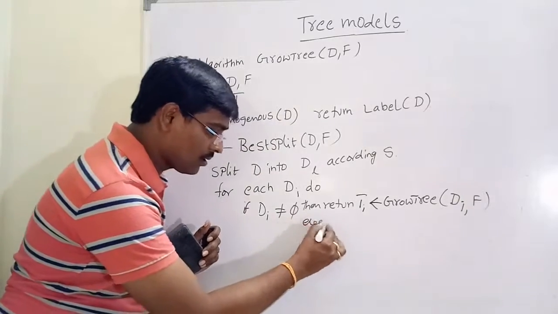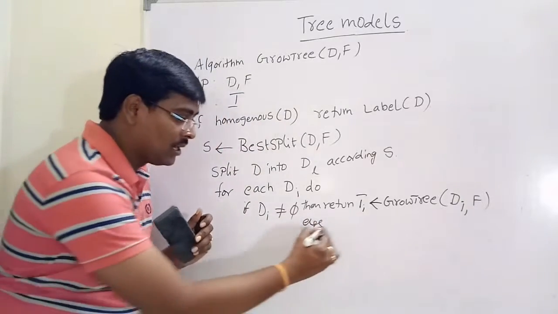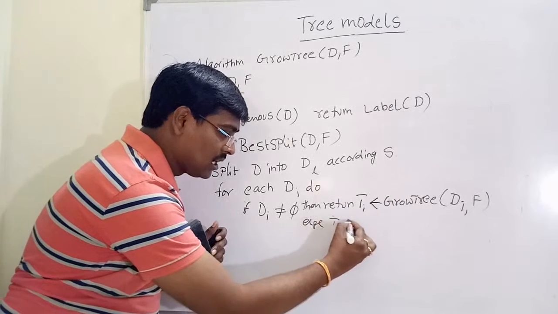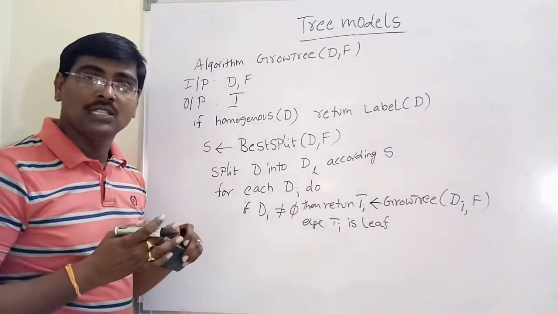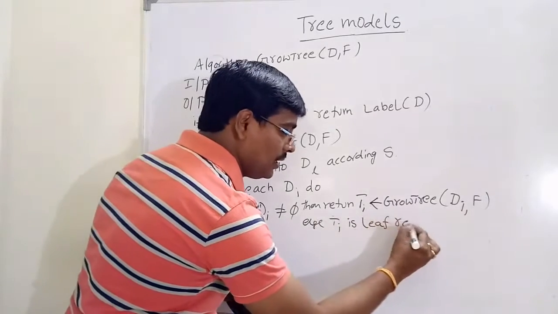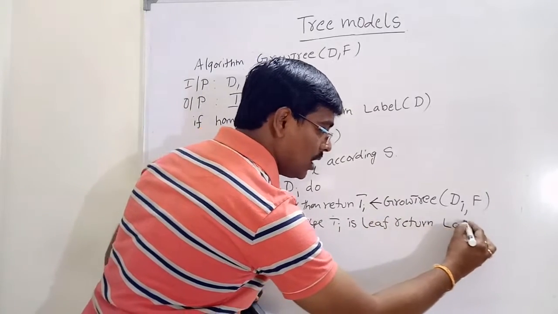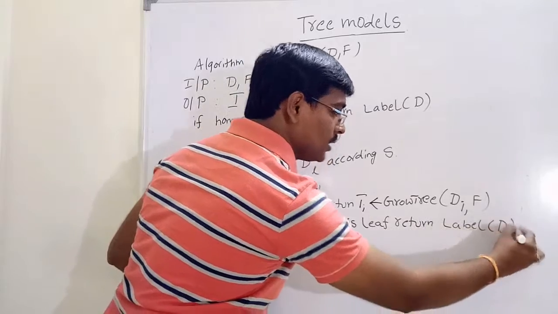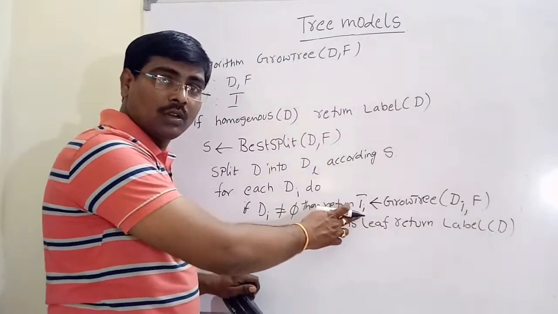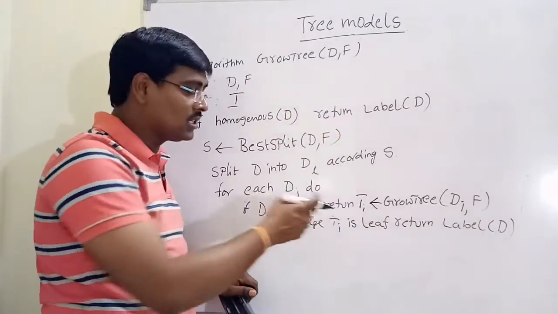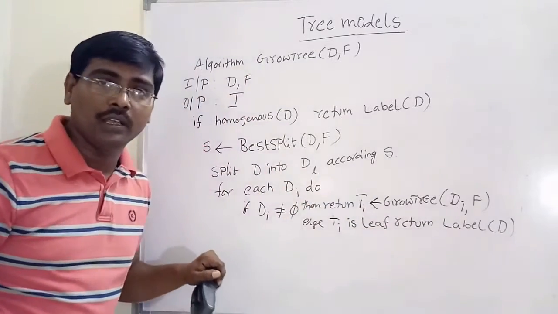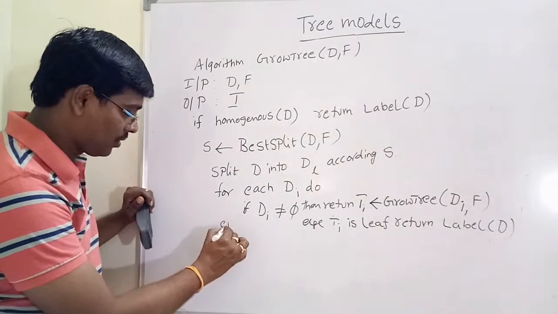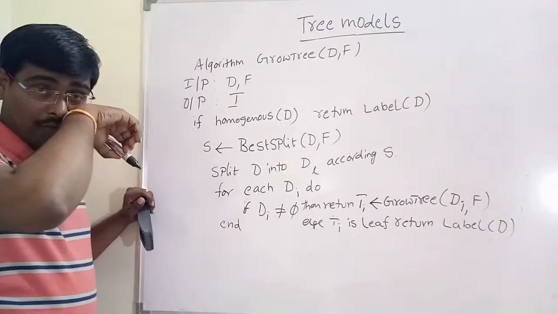Else, if Ti is the leaf node, then simply return the label of D. Suppose after calling this, Ti becomes a leaf node, that is, not any internal node, then it simply returns the label of D. This is the end of the for loop.